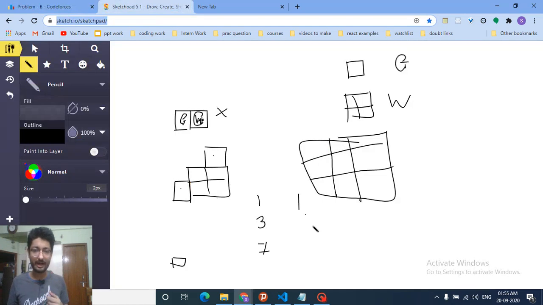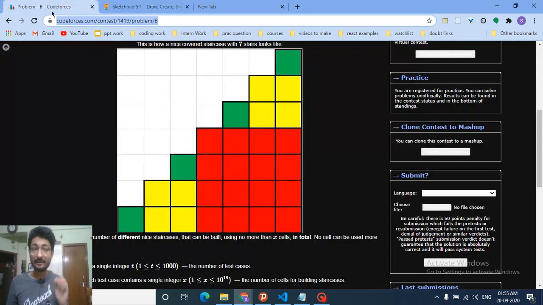So now you are adding 2 to the power 1 to it, so it will become 1 plus 2, which is equal to 3. Now you are adding 2 to the power 2, which is 4, to this, and it will become 7. And so on. So this will tell you the base length of the nice staircase.